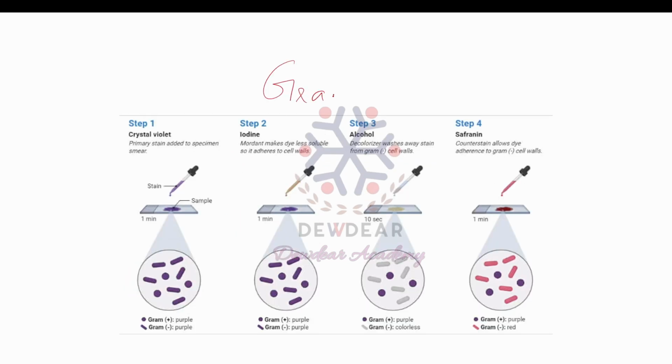We can see the different steps of gram staining here. First, when we add the primary stain to the specimen smear, the gram positive will be purple and gram negative is also purple colored. When we add the crystal violet iodine complex, again the gram positive and gram negative appear purple. When the decolorizer alcohol is added, the gram positive still remains purple and the gram negative becomes colorless.